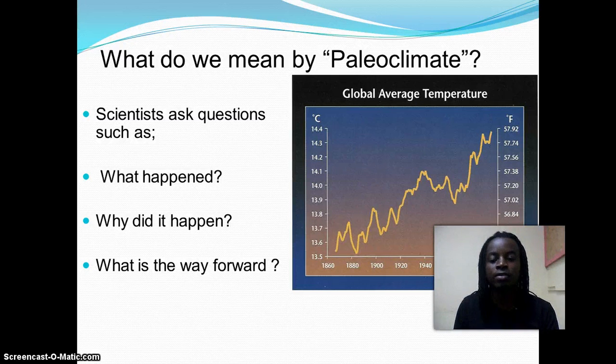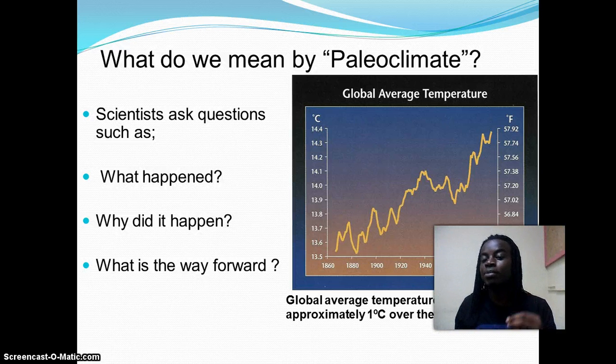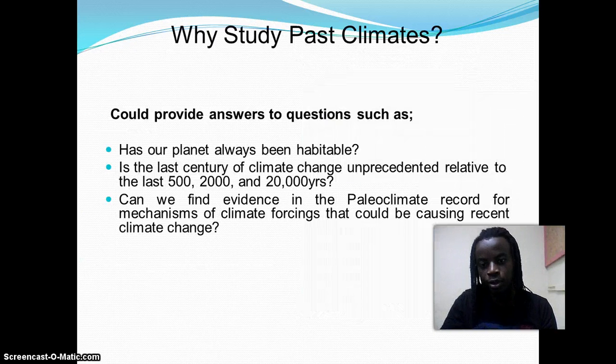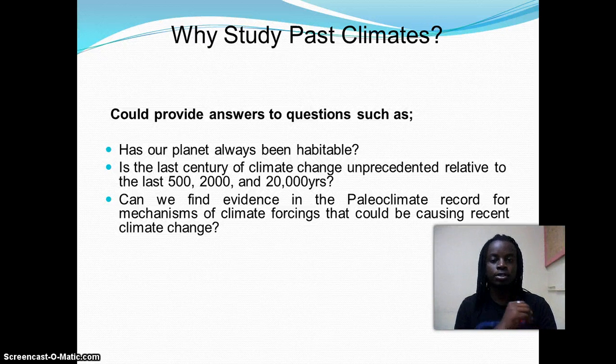Okay, like the global average temperature, we can see that in the 5-year average, the climate has been increasing. The global average temperature has risen approximately 1 degree Celsius over the last century. Why is that? Okay, why study past climate? It could provide answers to such questions as, has our planet always been habitable, or has our climate always been this way? Is the last century of climate change unprecedented relative to the last 500, 2000 and 20,000 years?